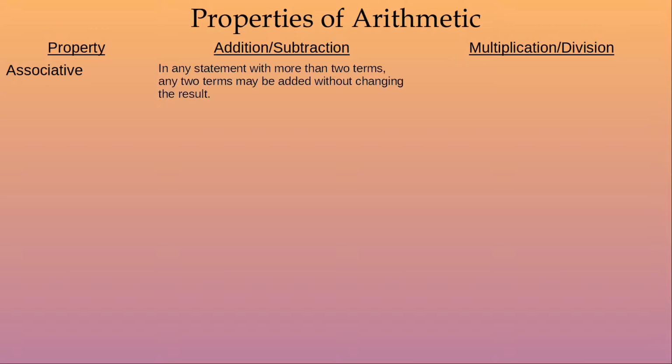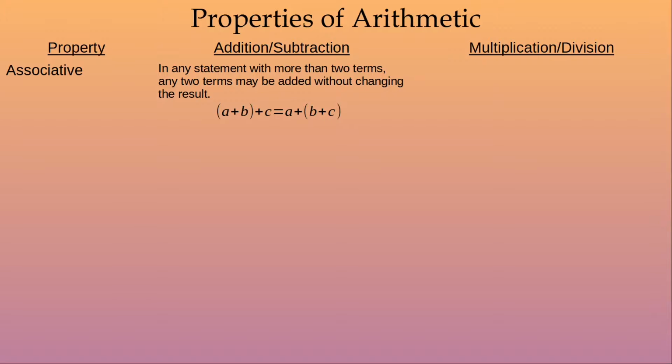So first off, the associative property states that in any statement with more than two terms, any two terms may be added without changing the result. Now, when I read the general form here, I want you to pay special attention to how I emphasize. Here we go. A plus b plus c equals a plus b plus c.